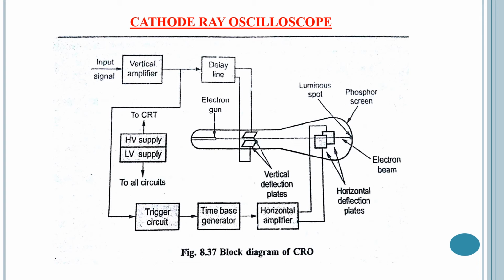The last one is the screen. The screen is coated with some fluorescent material such as zinc oxide, etc., on the inside face of the tube. When high velocity electron beams strike the screen, a spot of light appears at the point of impact. The color of the spot depends upon the nature of the fluorescent material.